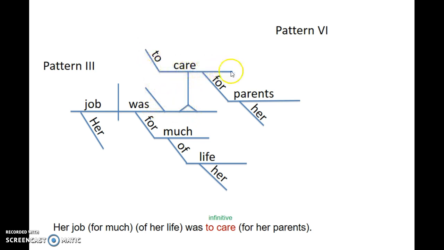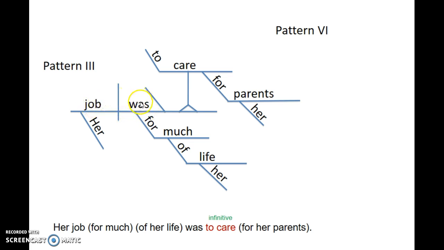We diagram it the same way we would a prepositional phrase. Care for whom? For her parents. The prepositional phrase goes underneath care. And then for much of her life is telling us when. It's a question of time. And when questions are adverb questions. So those two prepositional phrases are diagrammed below the verb.